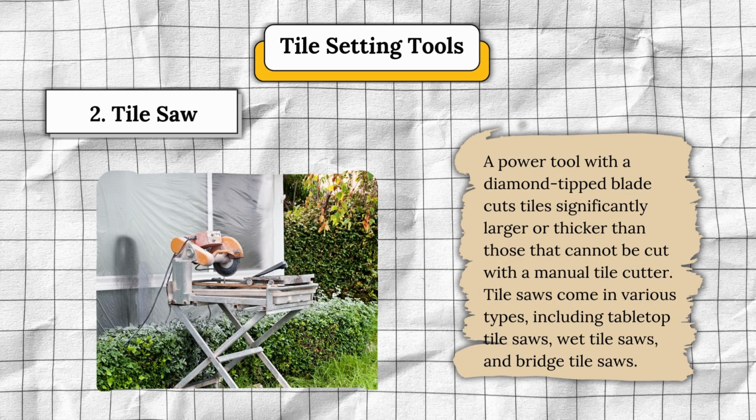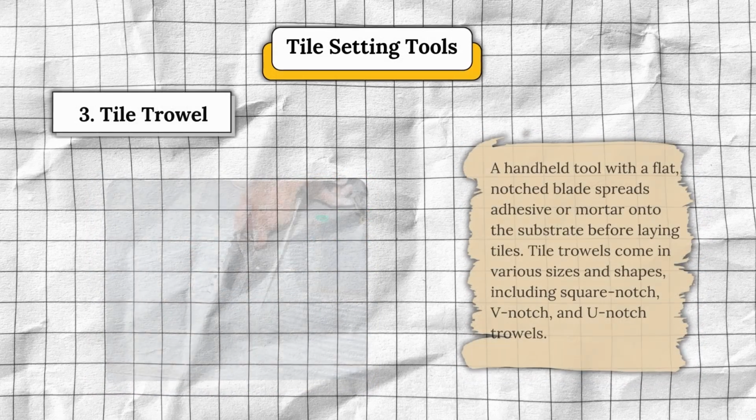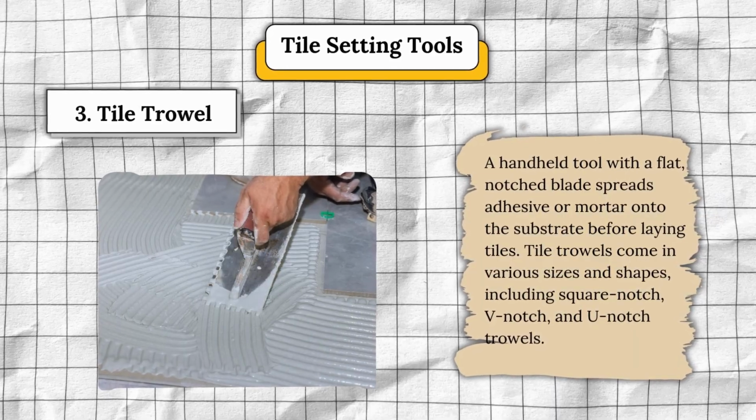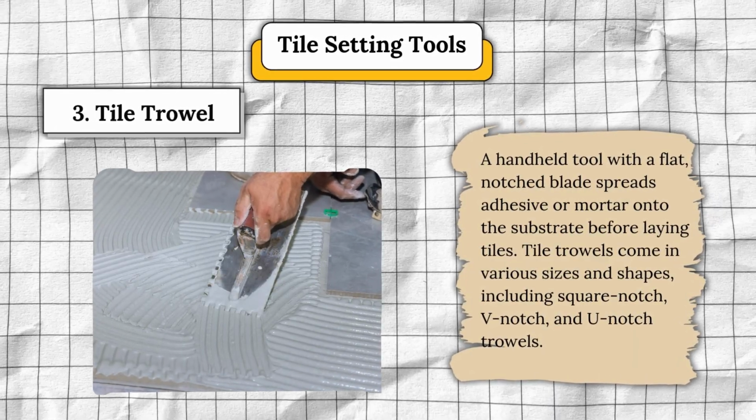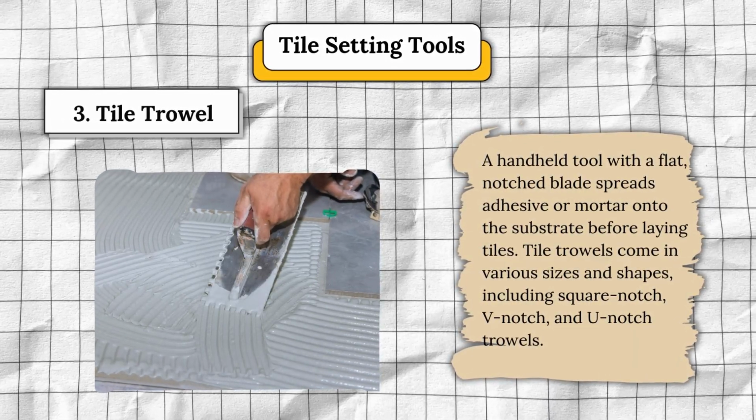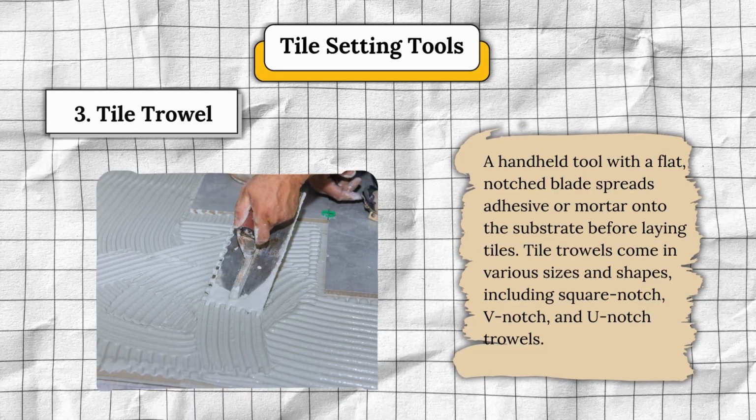Tile saws come in various types, including tabletop tile saws, wet tile saws, and bridge tile saws. Number 3. Tile trowel. A handheld tool with a flat, notched blade spreads adhesive or mortar onto the substrate before laying tiles. Tile trowels come in various sizes and shapes, including square notch, V-notch, and U-notch trowels.